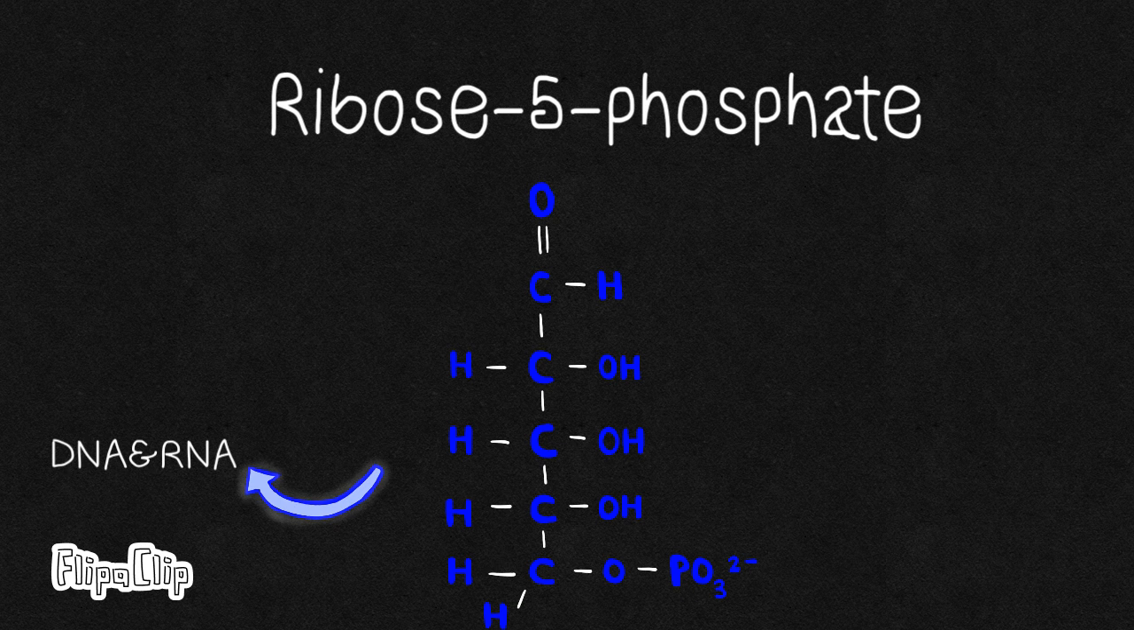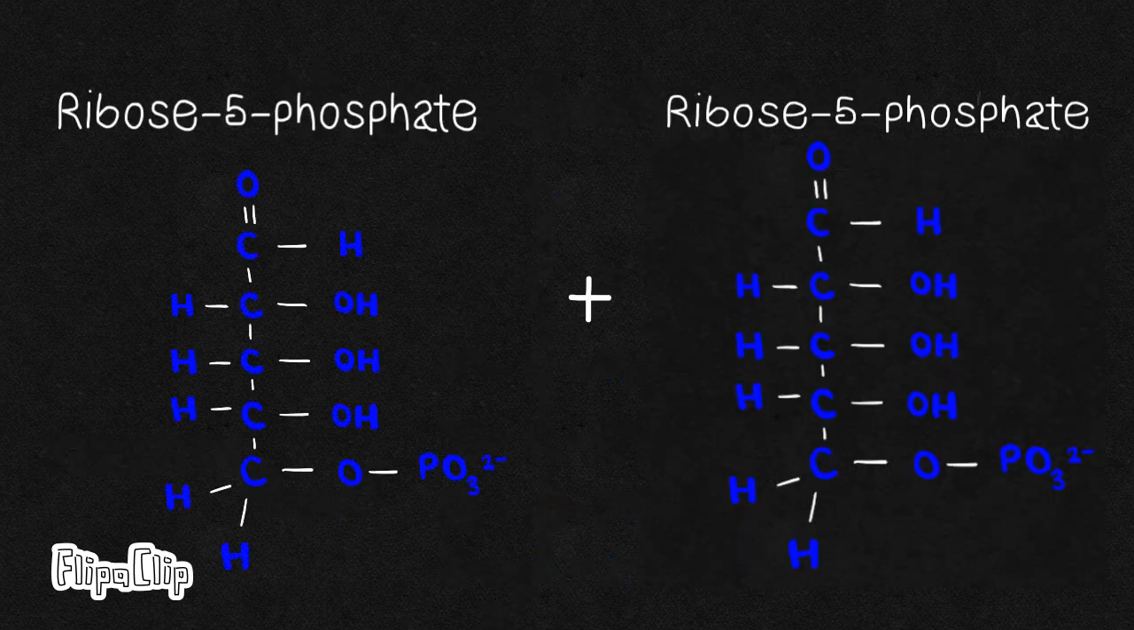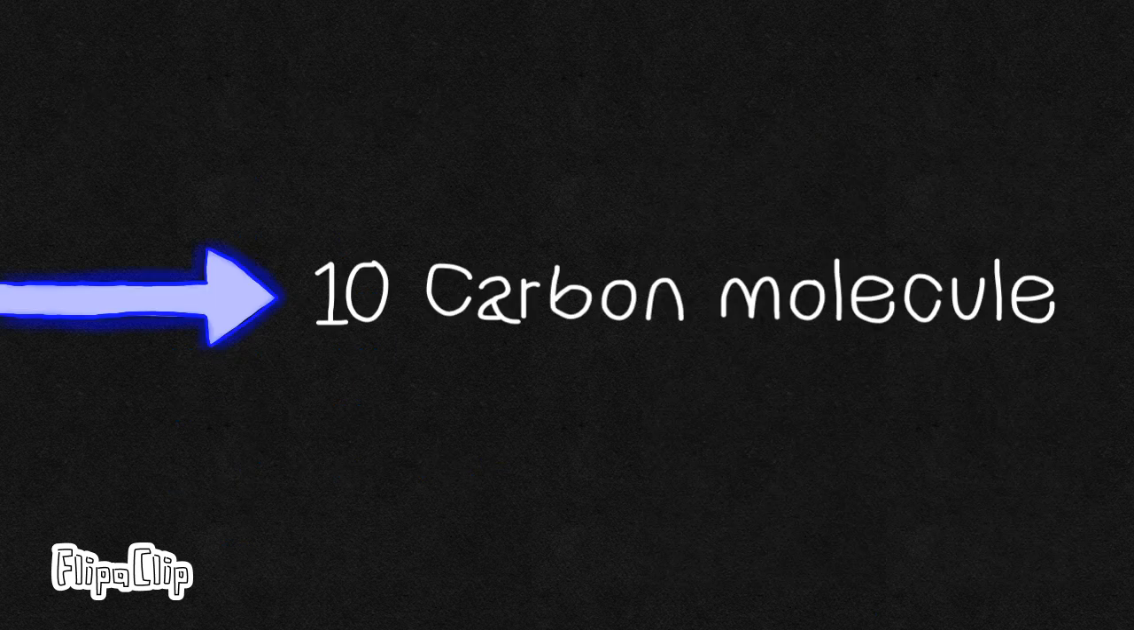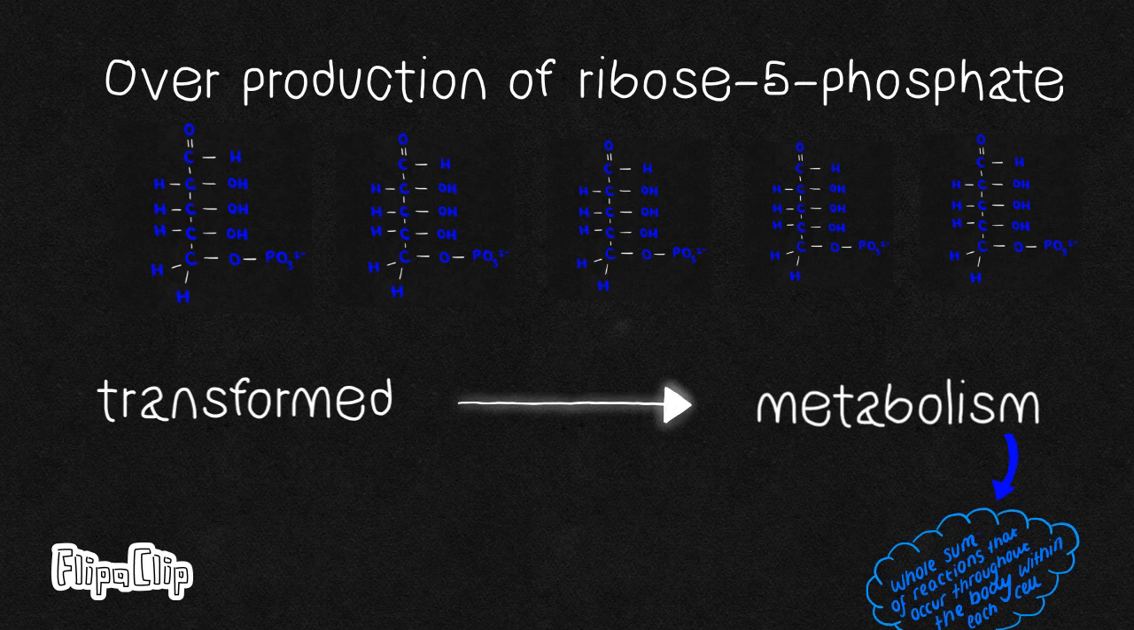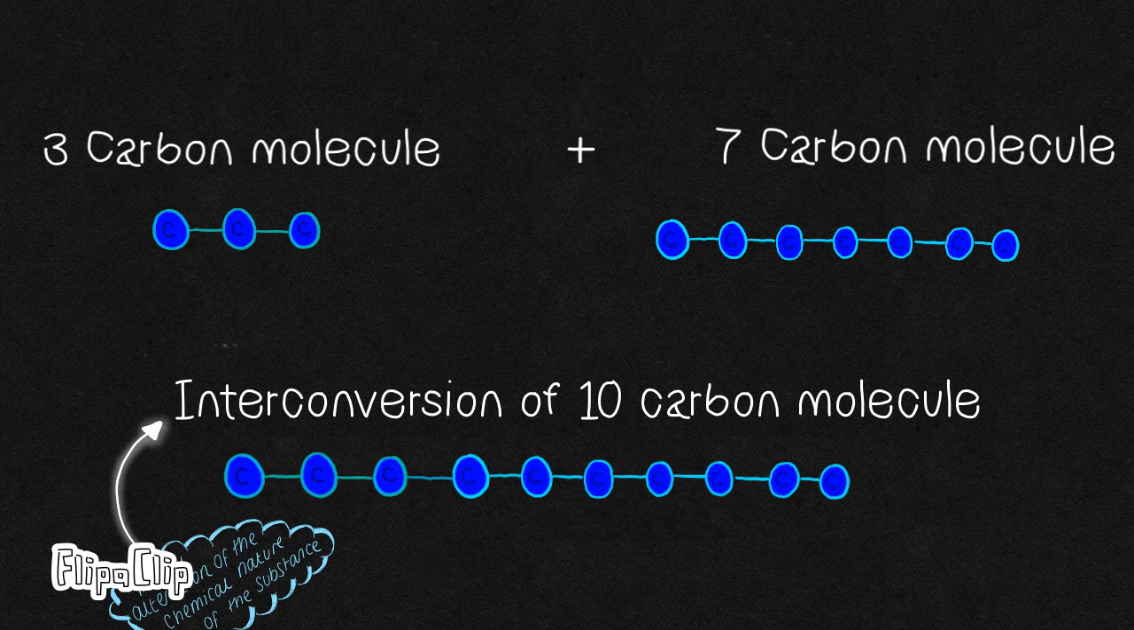Depending on the cells required, there are now various possibilities for the remainder of the cycle. A 10-carbon molecule can be created when ribose 5-phosphate is joined with another ribose 5-phosphate. Overproduction of ribose 5-phosphate, which might not be required for nucleotide biosynthesis, is transformed into other sugars the cell can use for metabolism. In order to produce a 3-carbon molecule and a 7-carbon molecule, a 10-carbon molecule undergoes interconversion.